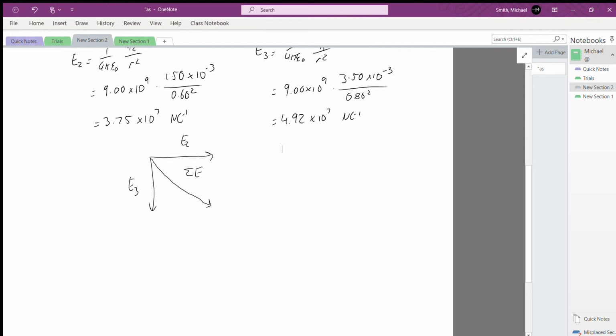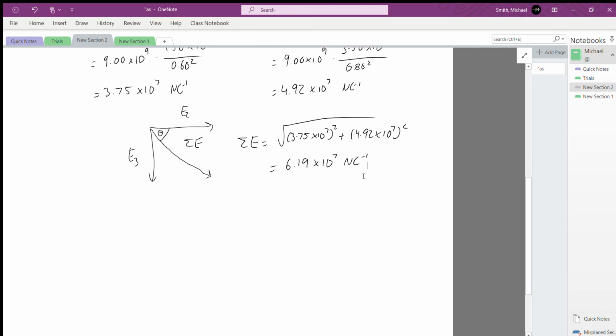A little bit later we'll work out the angle theta in here, but to work out the magnitude of the net electric field at that point, we're just using Pythagoras' theorem. So the net electric field will just be the square root of 3.75 times 10 to the power of 7 all squared plus 4.92 times 10 to the power of 7 all squared, which if we substitute into our calculator we get 6.19 times 10 to the power of 7 newtons per coulomb.